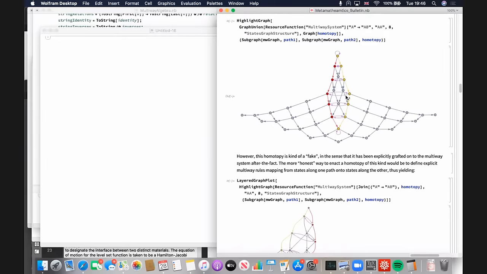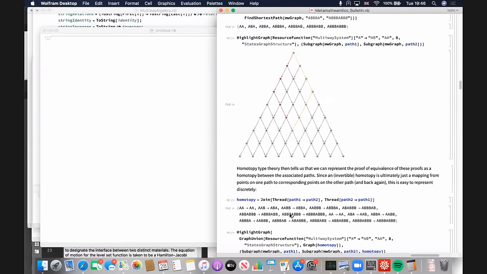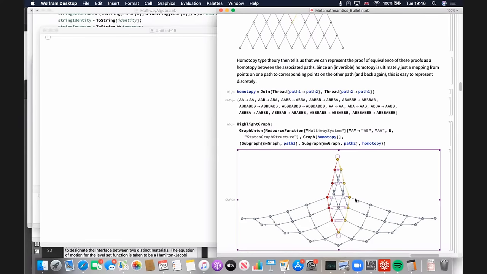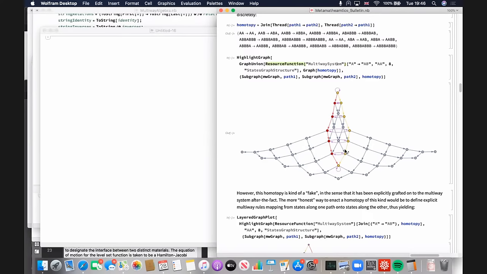Which pairs of points you consider to be related in this homotopy depends on your foliation. In this case, we're foliating with respect to the initial cosmological rest frame here. So this point is associated to that point, this point's associated to that point. But if we picked a tipped foliation, it would be different, as I'll discuss later. And so this is where the relationship between foliations, homotopies, and completions starts to become more explicit.